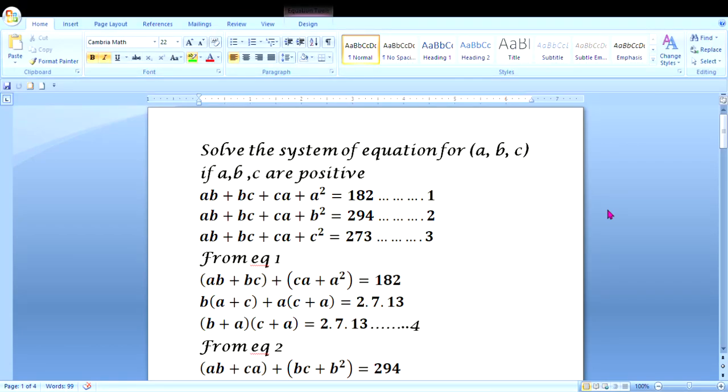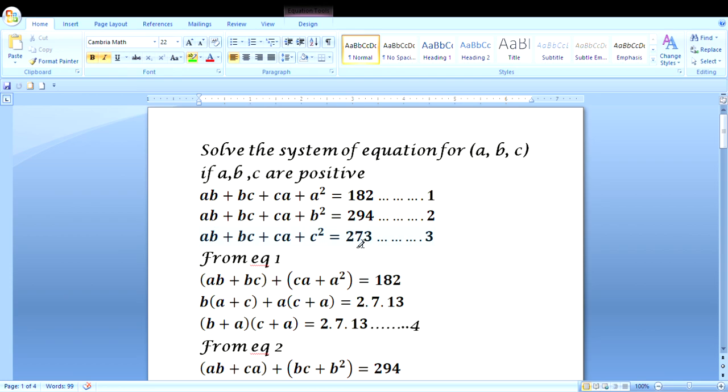You are welcome back. Here we're going to look at this question. It says solve the system of equations for A, B, C if A, B, C are positive. Equation 1 is AB + BC + CA + A² = 181. Equation 2 is AB + BC + CA + B² = 294. And equation 3 is AB + BC + CA + C² = 273.